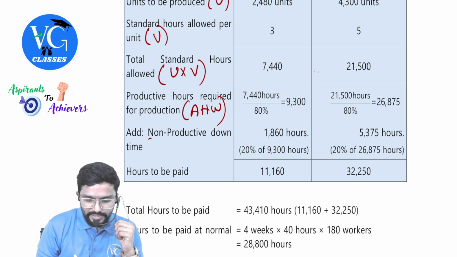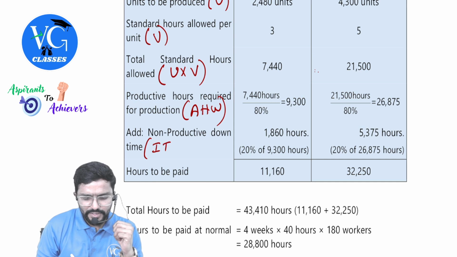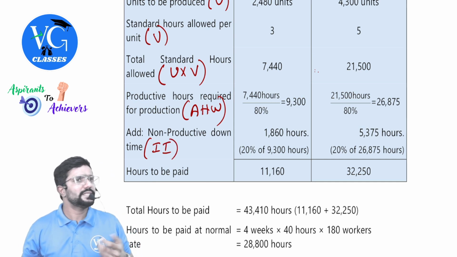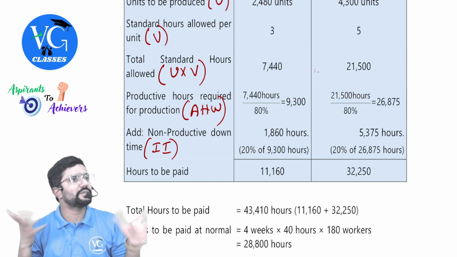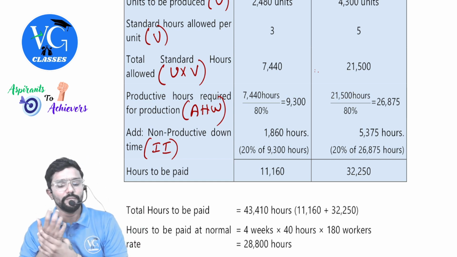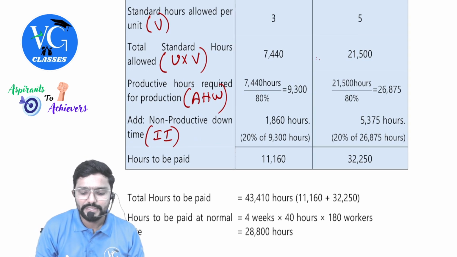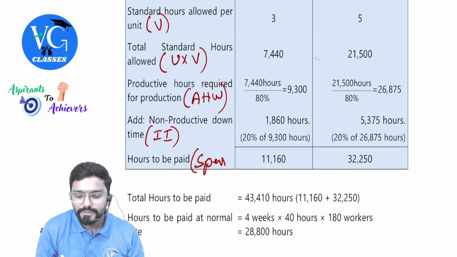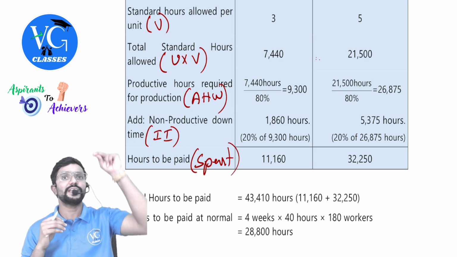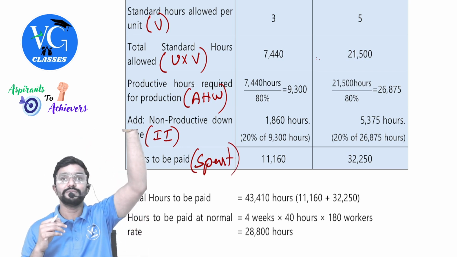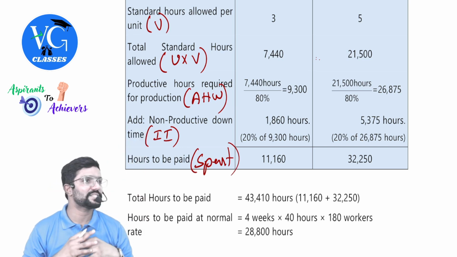So, can I tell this as similar to idle time? Similar to idle time. Payment is made, but no productivity. Hours to be paid. In simple terms, it is called spent. Hours spent. We used to calculate from work to spent to idle, now same thing, reverse calculation. That's all.